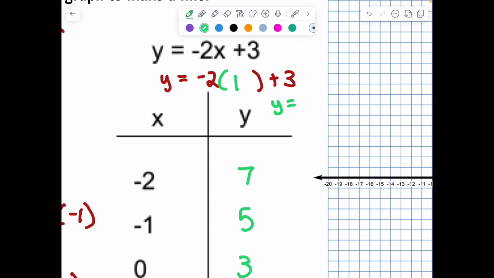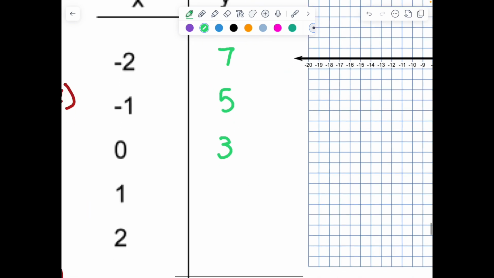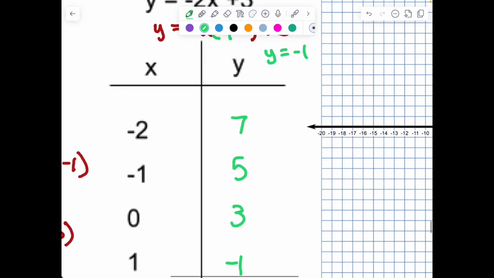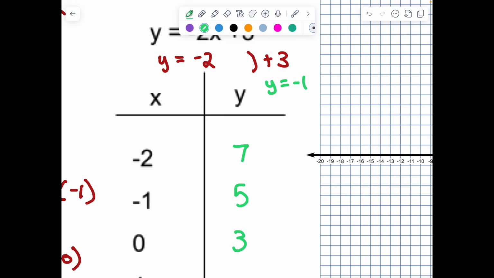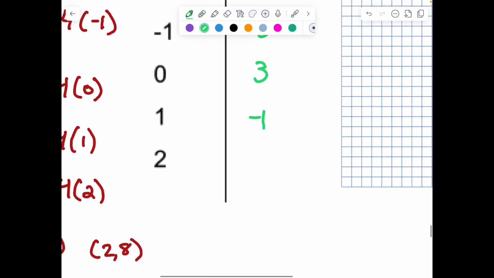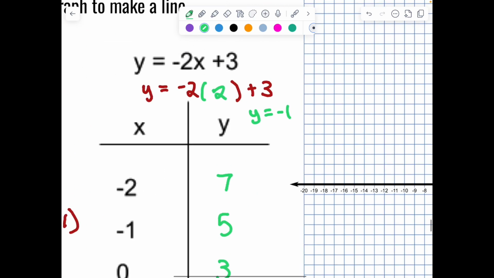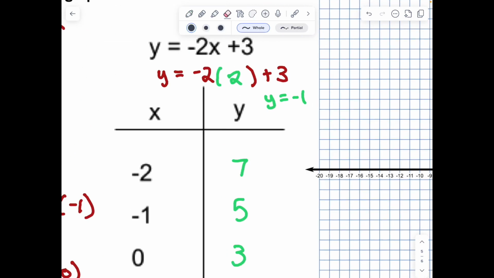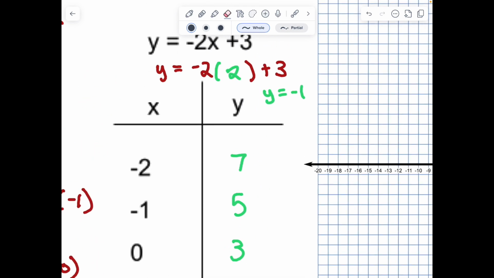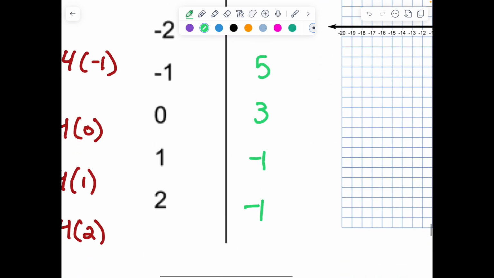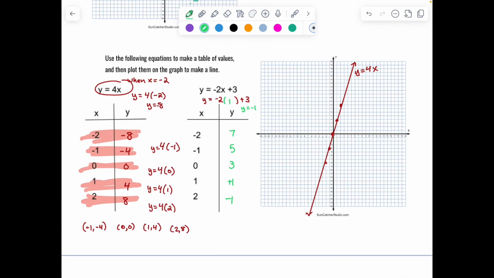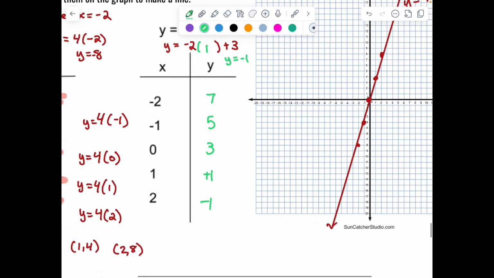Plugging in 1. Negative 2 times 1 is negative 2, plus 3 is negative 1. Then finally plugging in 2. Negative 2 times 2 is negative 4, plus 3 is negative 1. Oh, I did something wrong here. Let's see. When I plugged in 1, that gets me negative 2 plus 3, which is positive 1. There we go, positive 1. Okay. All right, now I'm going to plot these points.